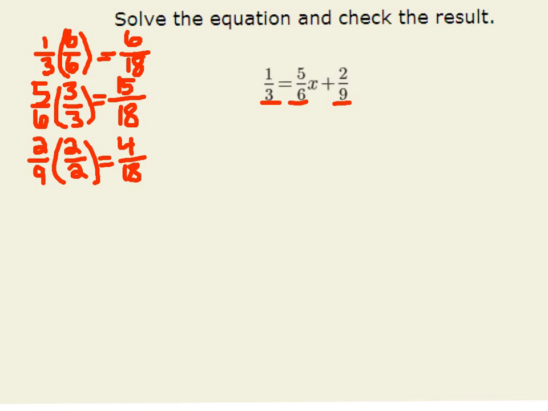So I'm going to rewrite our equation with our new fractions. Well, same fractions, just written differently. I get 6/18 equals 15/18 x plus 4/18. First thing I'm going to do, in order to solve the equation, which means to isolate the variable x, I'm going to subtract 4/18 from both sides.